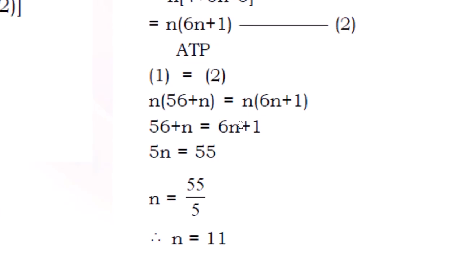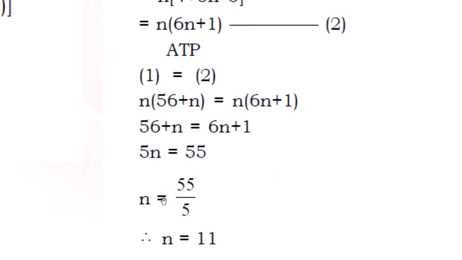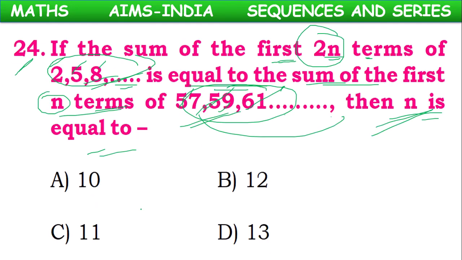So n gets cancelled. 56 plus n equal to 6n plus 1. Or if n comes this side, 6n minus n equal to 5n. If 1 goes that side, 56 minus 1 equal to 55. Or n equal to 55 by 5, which is equal to 11. So 11 is the answer.